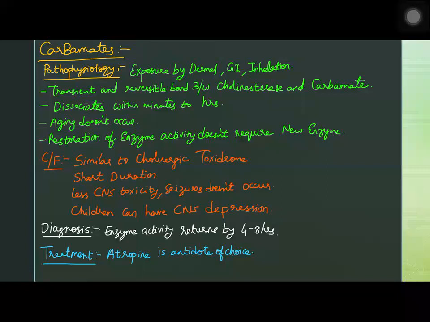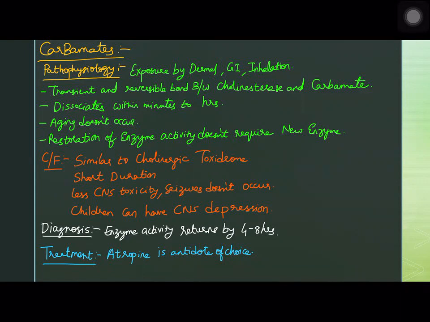So coming to carbamates. They are exposed by dermal, gastrointestinal and inhalational route and form a reversible bond between cholinesterase and carbamates, and dissociate within minutes to hours. Aging doesn't occur, as we have discussed earlier, and new enzyme restoration is not required. The picture is similar to cholinergic toxidrome, as we have discussed earlier, with short duration of action, less CNS toxicity, and seizures don't occur. And children can even have CNS depression.